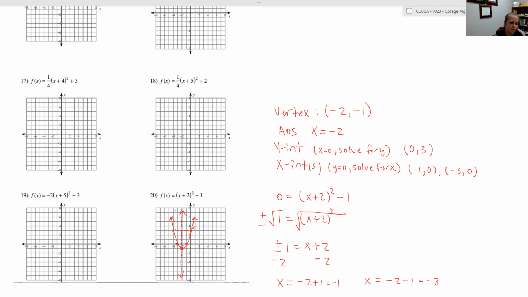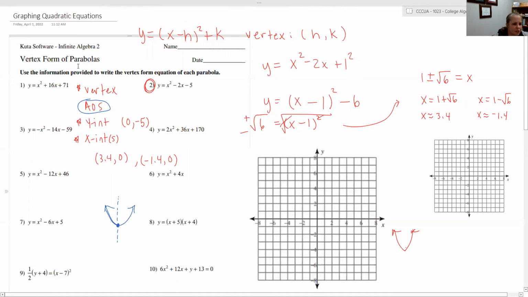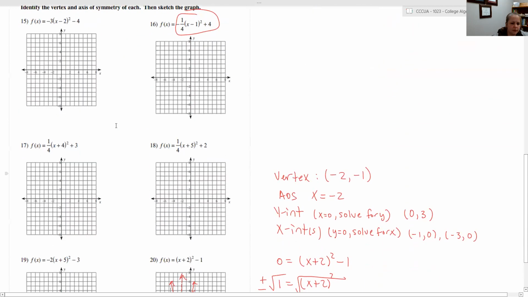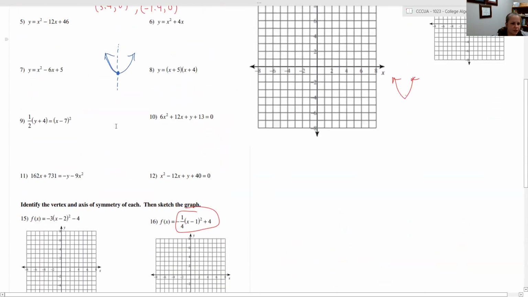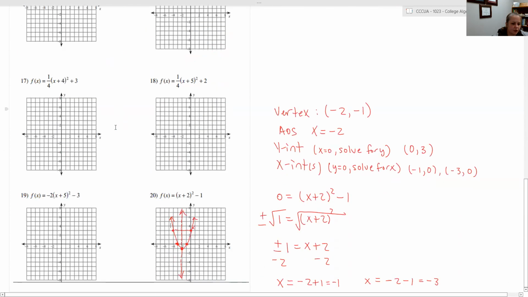I hope this helps you with writing an equation in vertex form, identifying the vertex, the axis of symmetry, finding y-intercepts in either form, finding x-intercepts in either form, and getting our graphs on an XY coordinate plane.